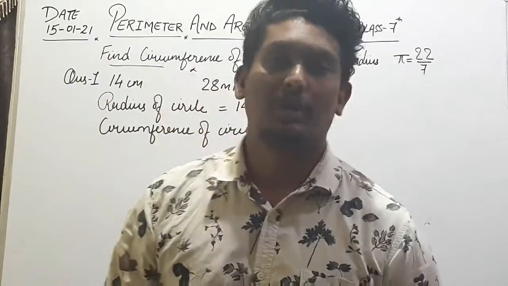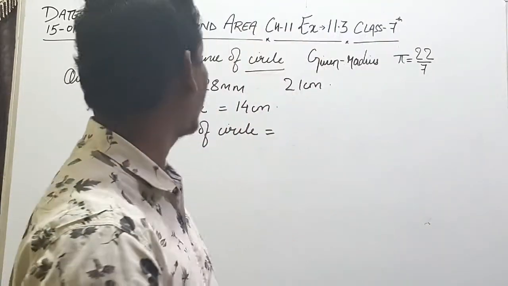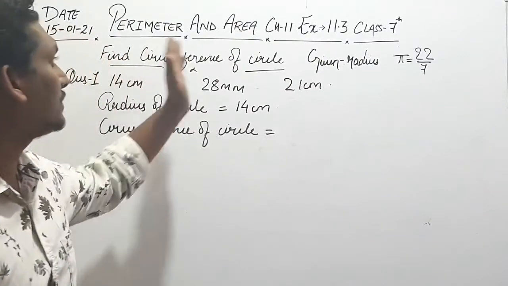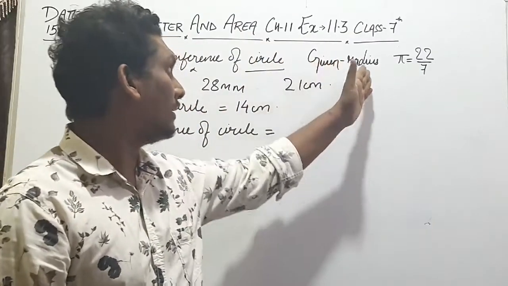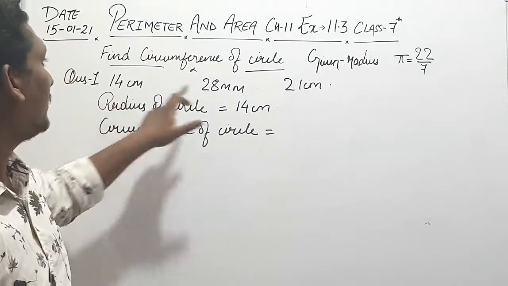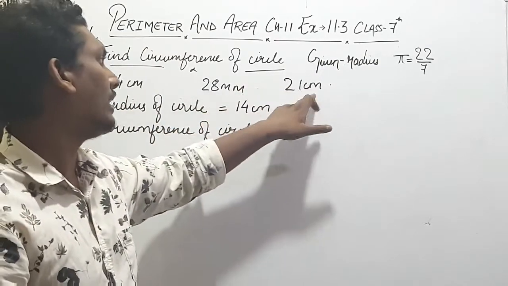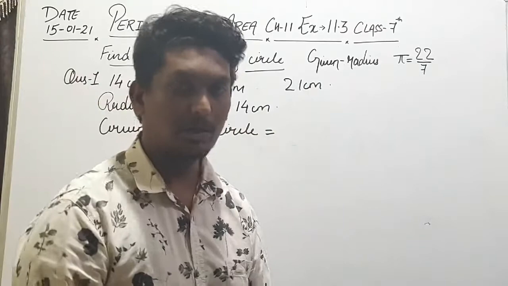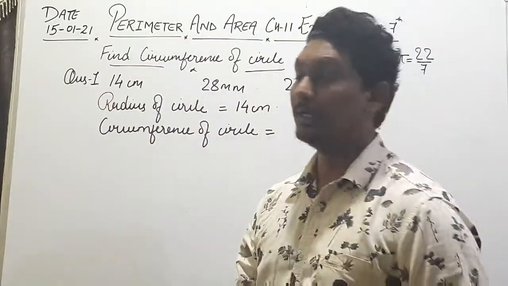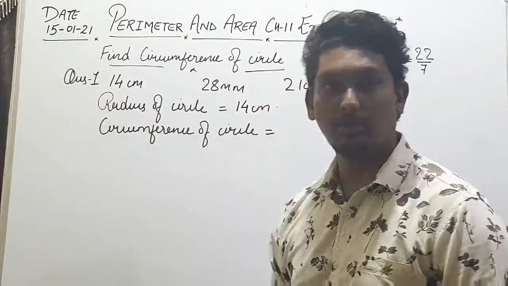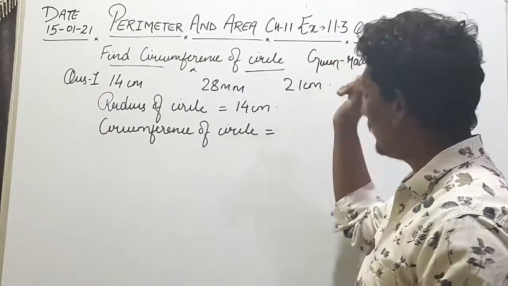Okay, students, now come to question number 1. The question is to find the circumference of a circle, and the given radii are 14 centimeter, 28 millimeter, and 21 centimeter. These are the three parts. You have to find the circumference in this question, and the radius is given to you.